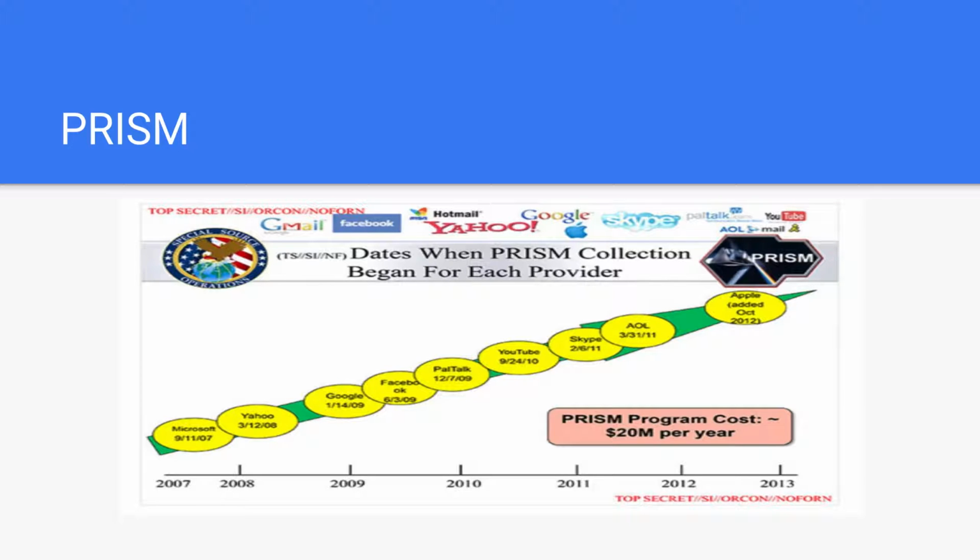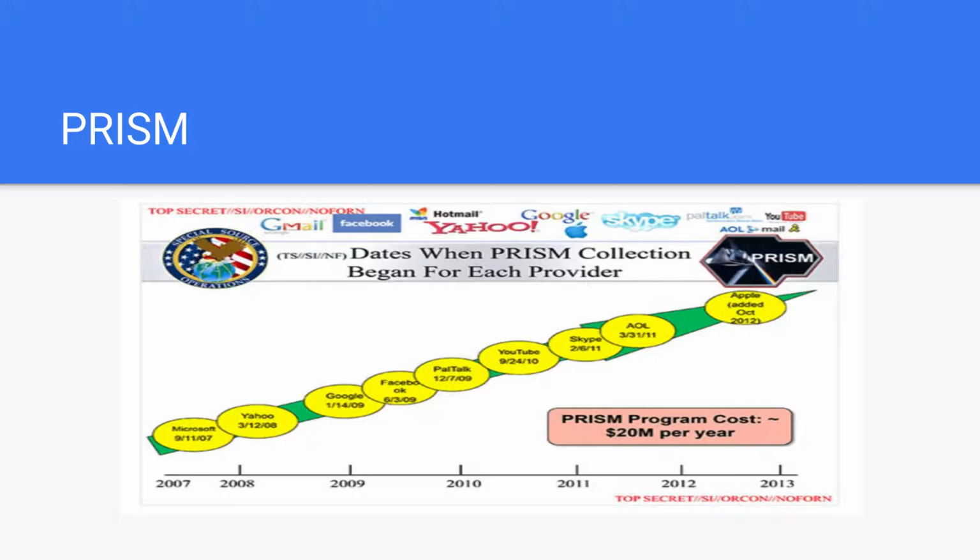So as you can see here, PRISM was a system that collected metadata from all these different companies, and if you look at this chart, starting in 2007 it began with Microsoft and it went up to Yahoo and Google, and even in 2012, Apple was added to this list. So what PRISM was is the NSA essentially went to these companies and said that they had to hand over certain charts and documents and data for certain people that they considered threats.